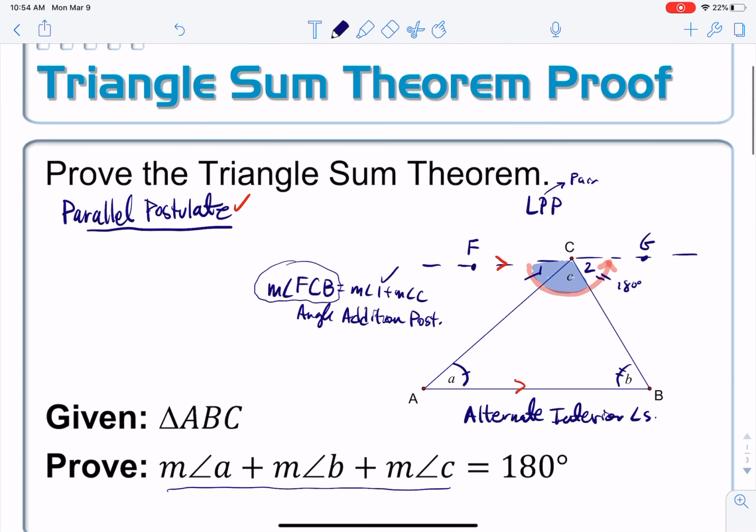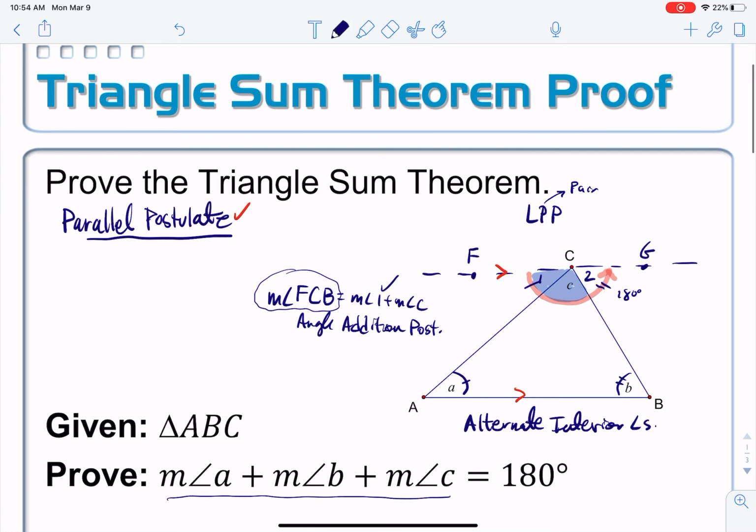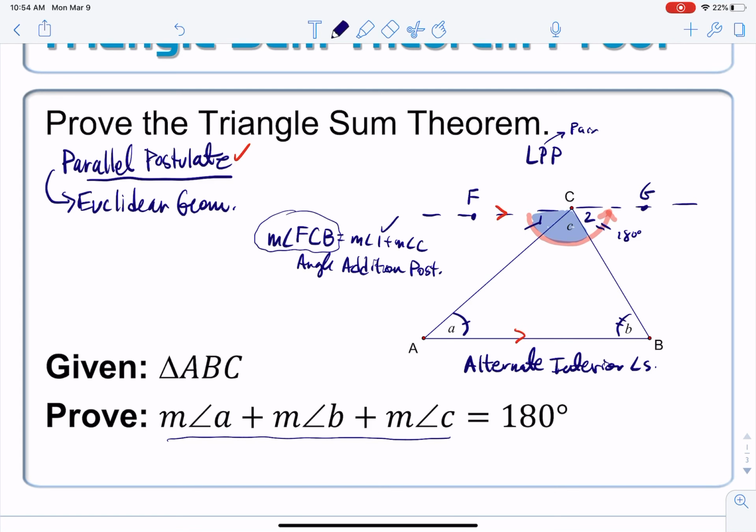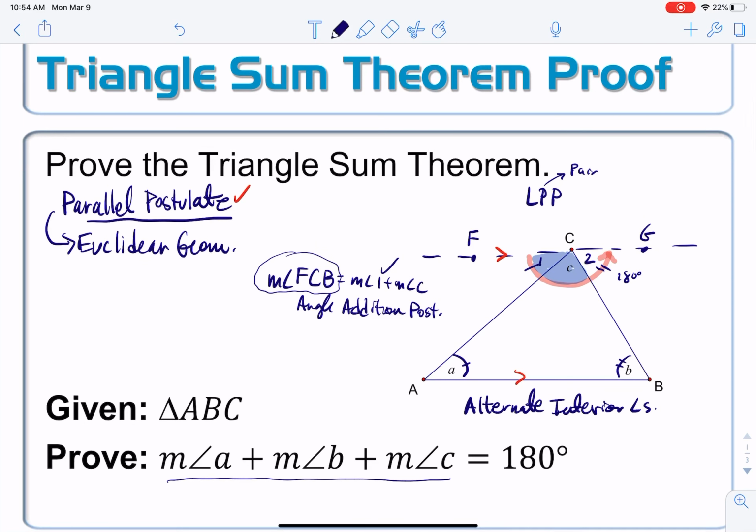Key idea is that it was based on the parallel postulate. Parallel postulate, again, only works in Euclidean geometry, which will have consequences for elliptic geometry and hyperbolic geometry. So since this whole entire proof is based on this concept of parallel lines, that means that in these other kinds of geometries, as you will see, their angles and their triangles are not going to add up to 180 degrees.